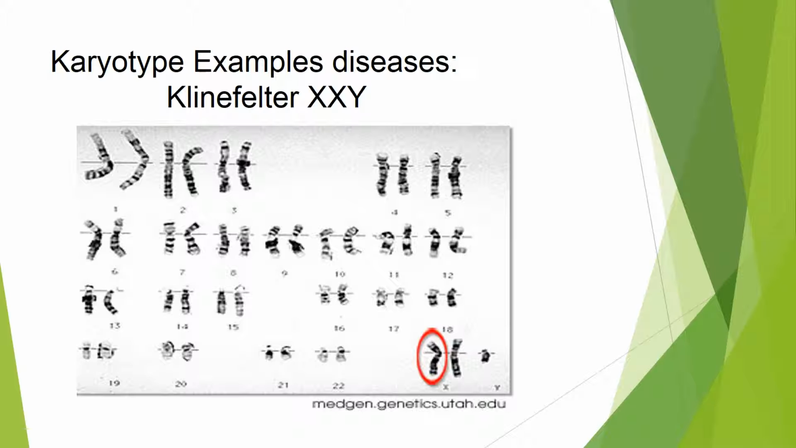Now we're going to show you some examples of karyotypes that show genetic disorders. So first, here we have XXY. As you can see in the karyotype, there's an extra X chromosome. And this person is actually genetically male, but they have an extra X chromosome. They present usually as infertile people. And again, this is very obvious in the karyotype.